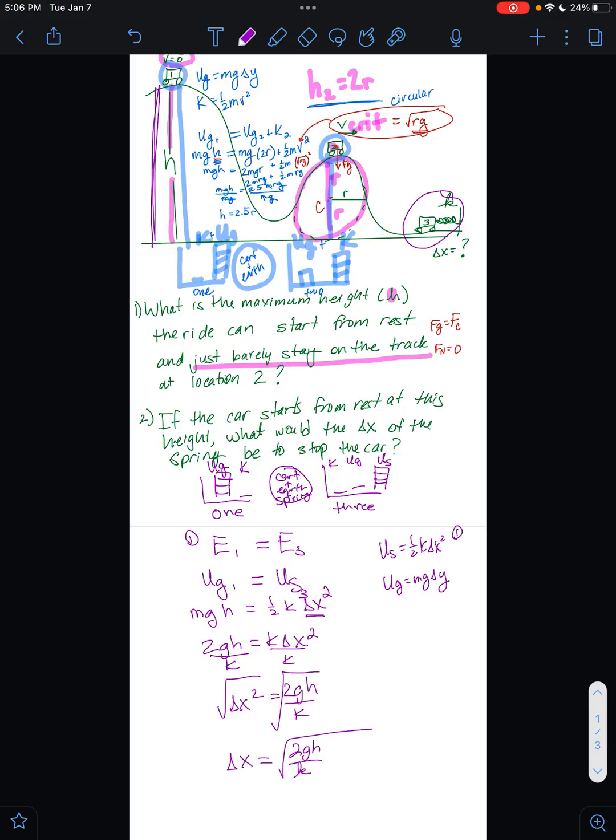And so this is how we review the different types of energy, a little bit of circular motion, and how to break problems apart and put them back together again.